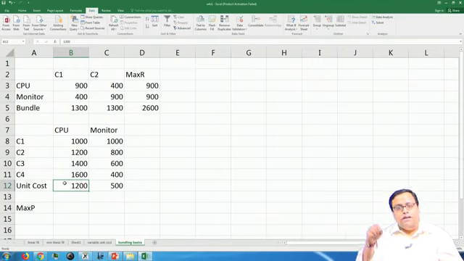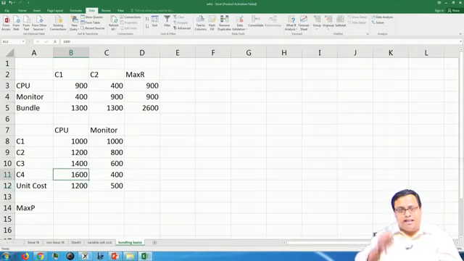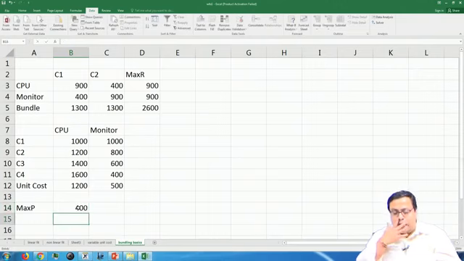If you sell it at 1400, 2 guys buy, C3 and C4, your unit profit is 1400 minus 1200, that means 200, 2 guys buy, so net profit is 400. On the other hand, if you sell it at 1600, only 1 guy buys, C4, still you are earning $400. So, 400 is the maximum possible, either you price it at 1400 or at 1600. $400 is the maximum that you will gain.